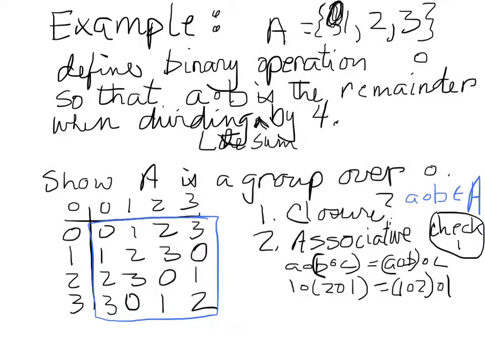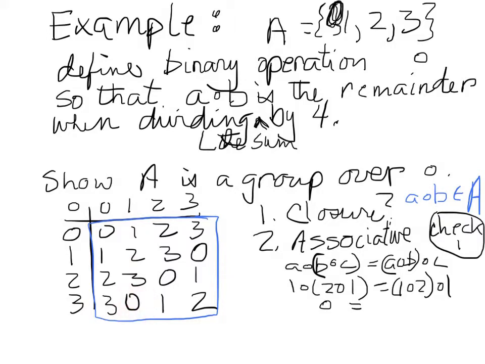Well, now I can do this. 2 operated on 1 is 3, and now I have 1 operated on 3, so 1 operated on 3 is 0. So this side over here is 0. And then I'm going to check the other side. And the other side is 1 operated on 2, and I get 3. And then I do 3 operated on 1, and 3 operated on 1 is 0.